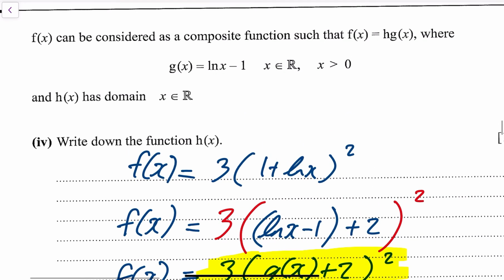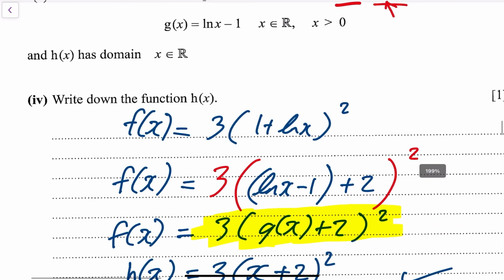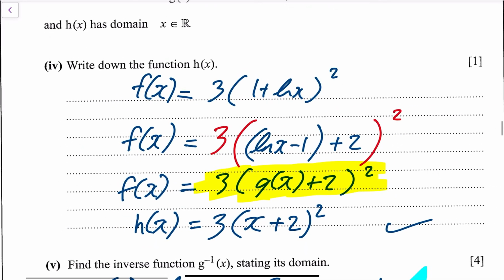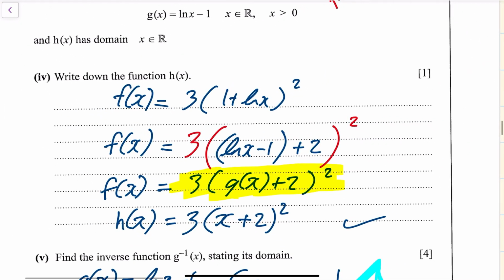So let me go through that again. f of x can be written as f of x equals h of g of x. That means you do your g first and then you do your h. And they tell you your g of x is equal to ln of x minus 1. Now, they want me to find the function h of x. So I'll leave that on screen so we can see it, but f of x is 3 upon (1 plus ln x plus 2) squared. So that's what you've got for your first line.